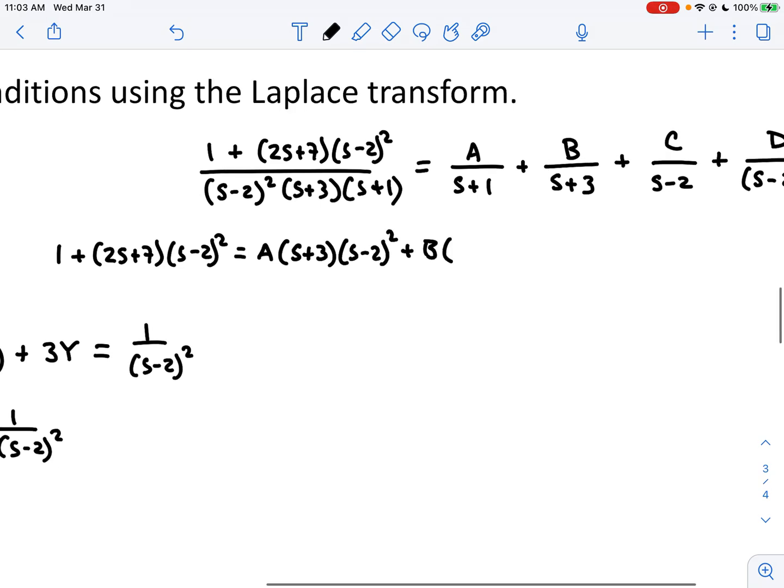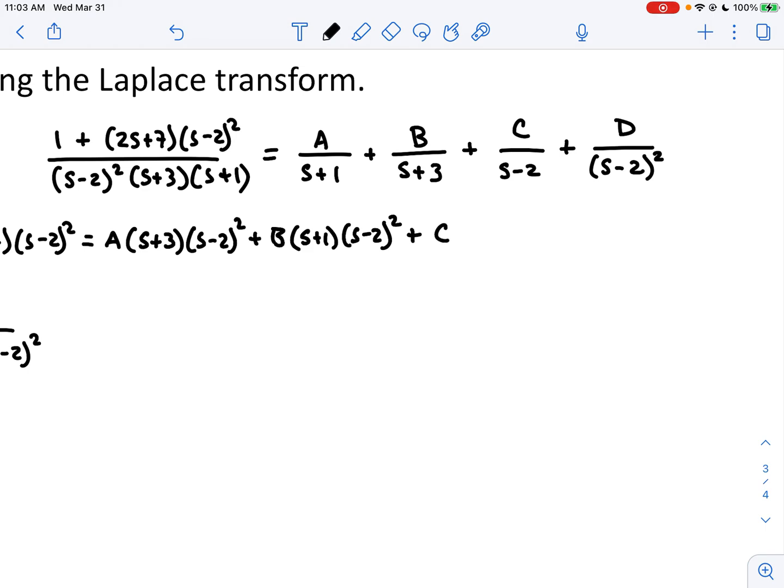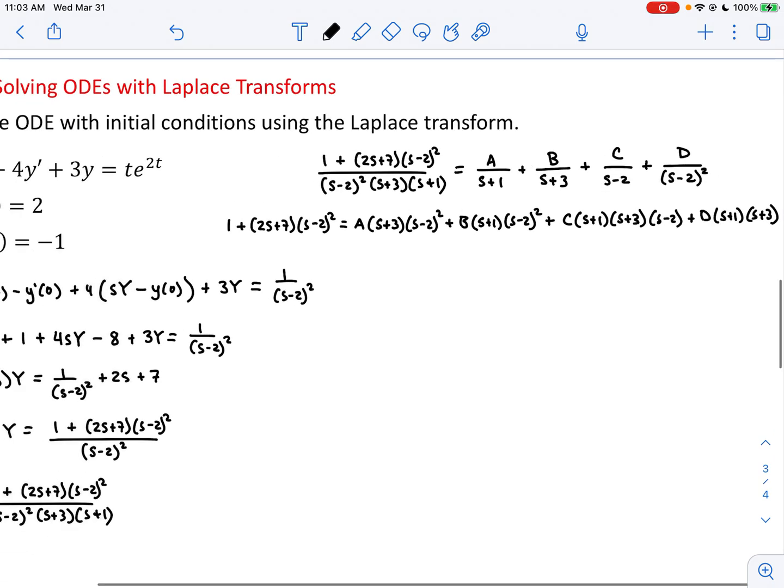Next to the B, the s plus 3s will cancel, so the s plus 1 will still be there, and both s minus 2s will be there. Next to the C, the s plus 1 and the s plus 3 will both remain, but one s minus 2 will cancel, leaving the other s minus 2. And then finally, next to the D, the s plus 1 and s plus 3 will still be around, but the s minus 2s will both cancel. So there's the result you get after distributing that denominator.